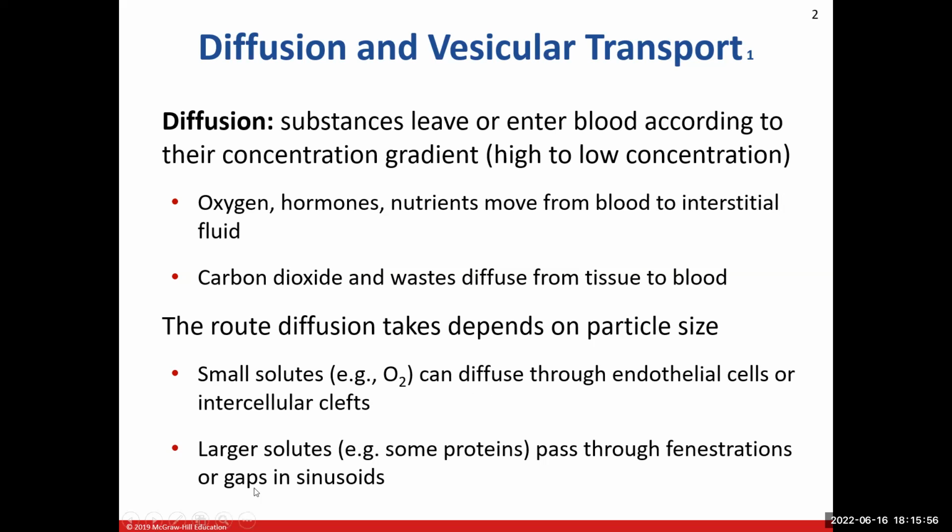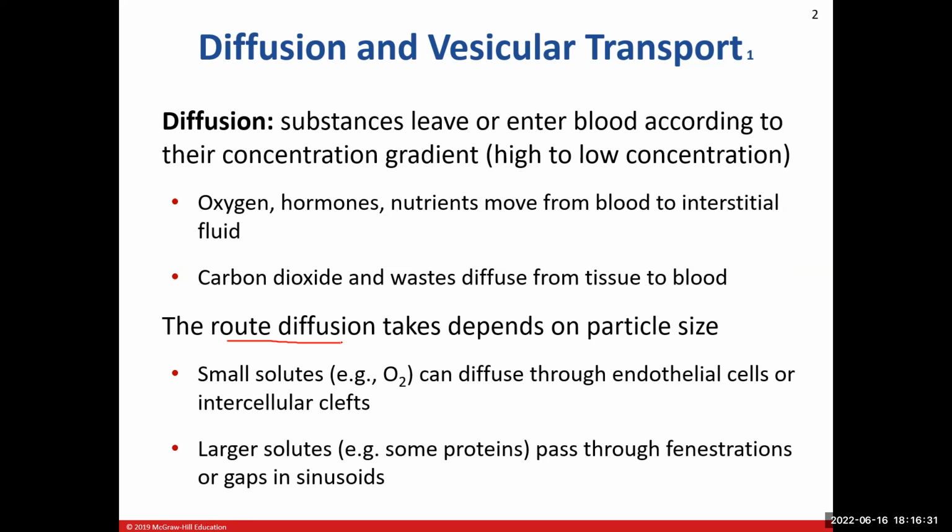So a big issue when we're dealing with diffusion is that the route is going to be dependent upon the size of whatever it is that is diffusing. So small solutes, those respiratory gases that I was just talking to you about, have a relatively easy opportunity with diffusion because they're so small. If you recall, when we talked about it in chapter 4, they can diffuse through the cell membrane.